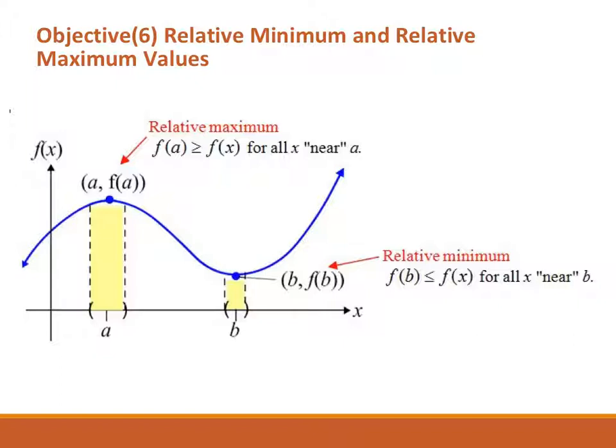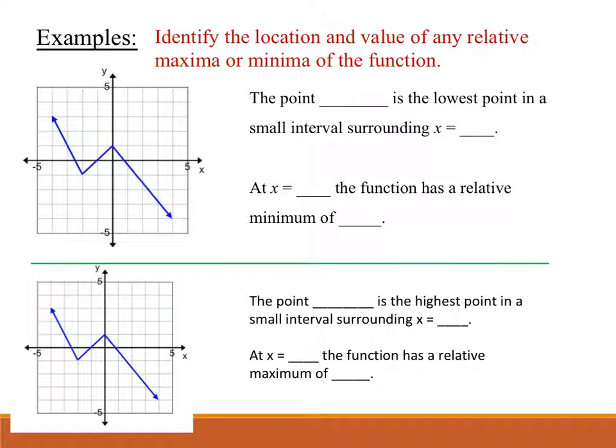So objective 6 is to look at relative minimum and relative maximum values for functions. In this case, when we see a sort of bump in the road as far as our functions are concerned, we see hills and valleys. Those are called local relative maximums and minimums, and they occur within a certain interval. So we're going to identify local minimums and maximums of functions.